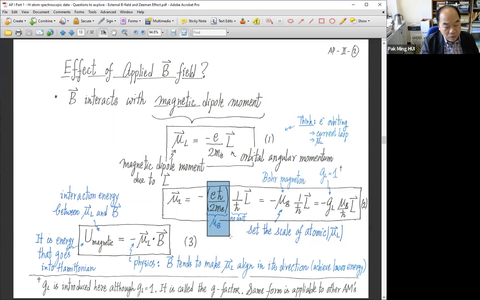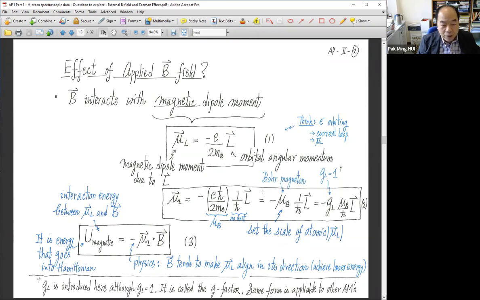e h bar divided by twice the mass of the electron. This is called the Bohr magneton. All right. So did I write it down here? Okay. This is called the magneton. Now, students, CUHK students, you are good in science, you are good in math, you are not so good in English usually. Don't spell it as magnetron. It's not magnetron, it is magneton, all right?